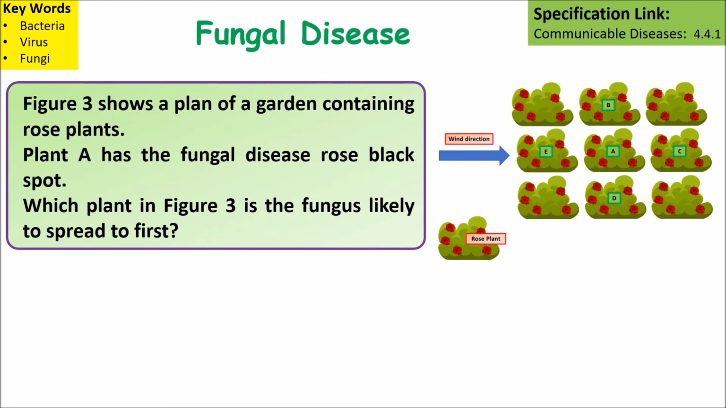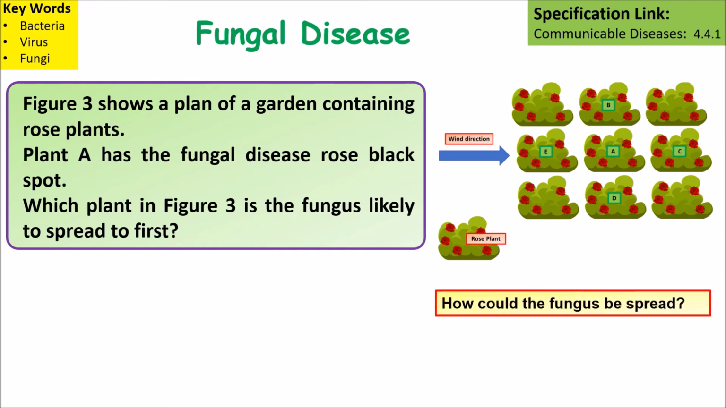So if we just look at a very, very quick question. Figure 3 shows a garden containing rose plants. Plant A has a fungal disease, rose black spot. Which plant in figure 3 is the fungus likely to get to first?